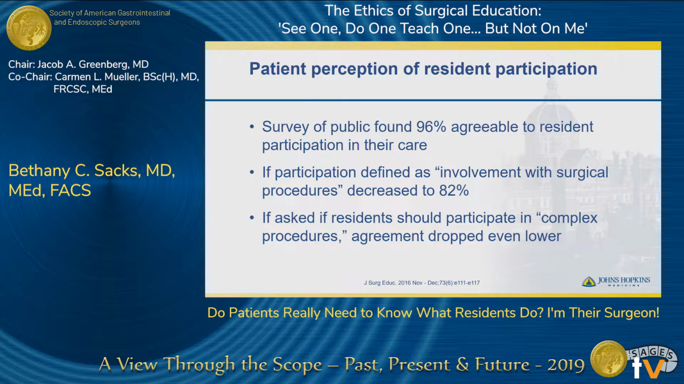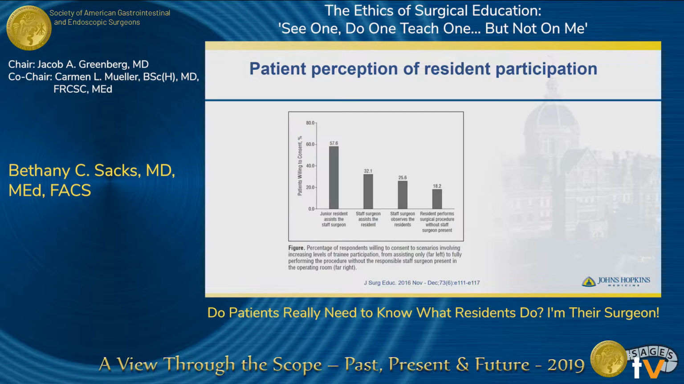There were several studies of the general public asking them about having residents involved with their care. Most people thought that was a great idea, 96%. However, once they got into a little more detail, if they were told that residents were going to be involved with their surgical procedures, the agreement decreased. And when asked if residents should participate in complex procedures, this decreased even more. This shows that if a junior resident is assisting the surgeon, just over half of patients would agree with that, and how low it is if they're given the option of having the resident performing the procedure.